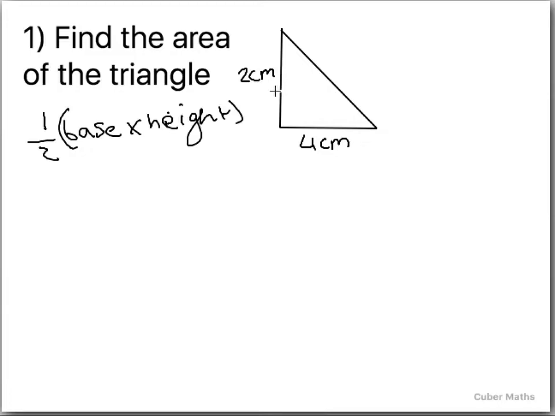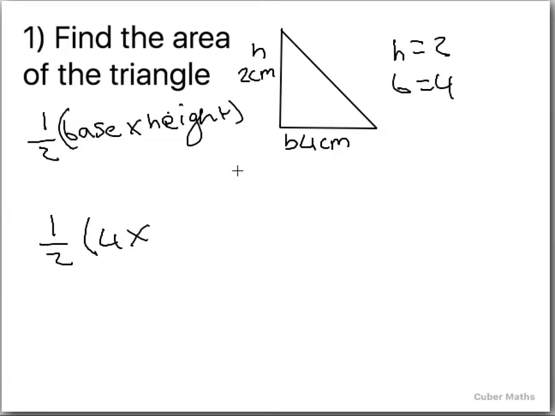And now here we're told that the height is 2. So this is our height, so we'll label this side H, and our base is 4, so we'll label this side B. Now that we know that our H is equal to 2 and our B is equal to 4, we can substitute it into our equation. So we can do half base, which we've said is 4, times by height, which we've said is 2.